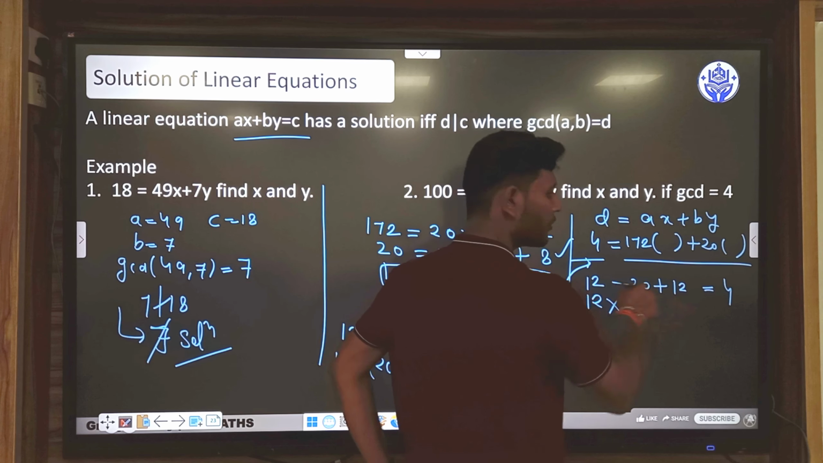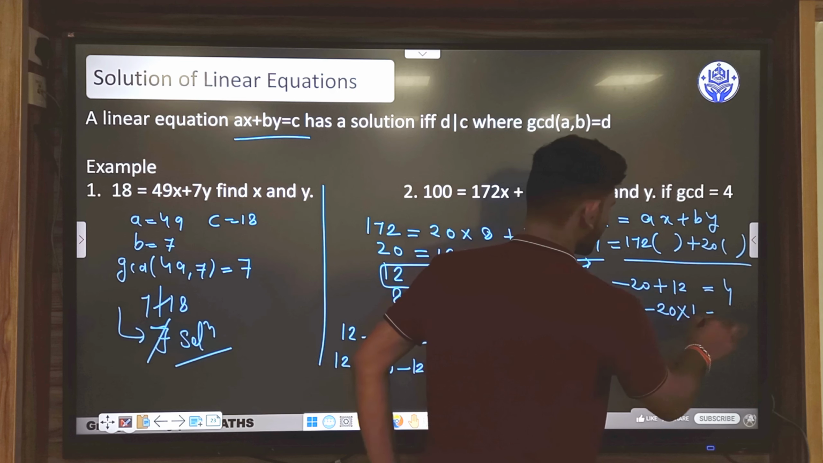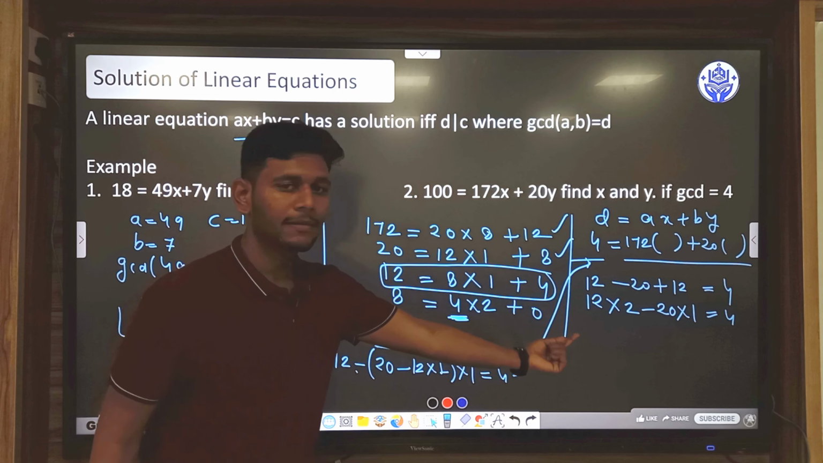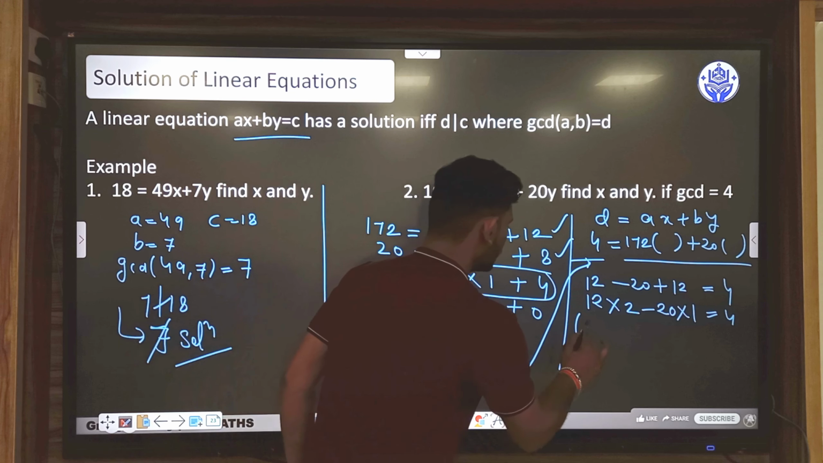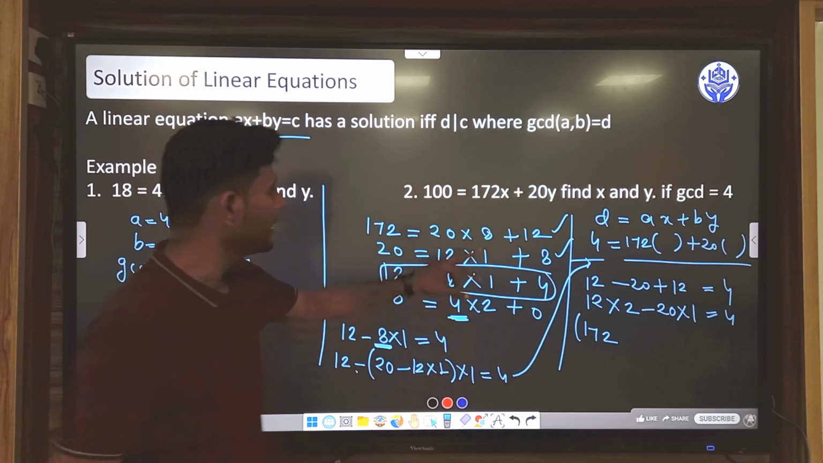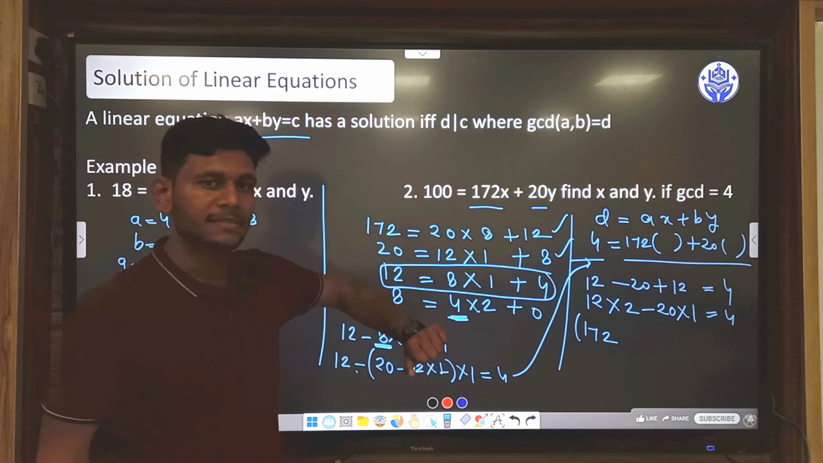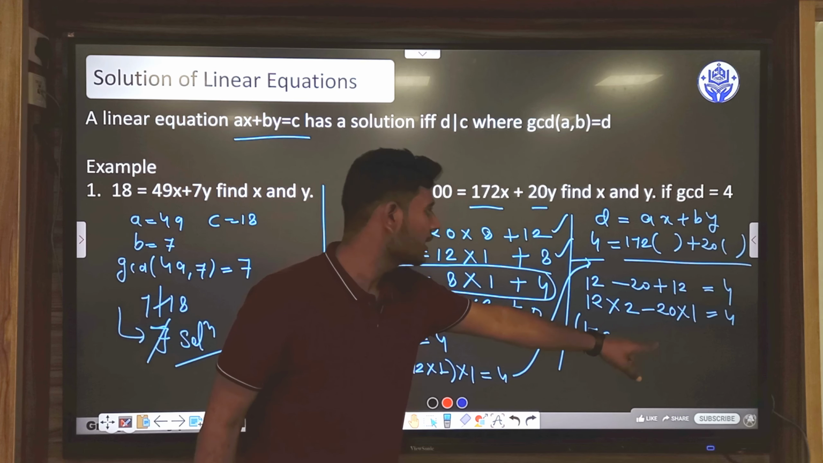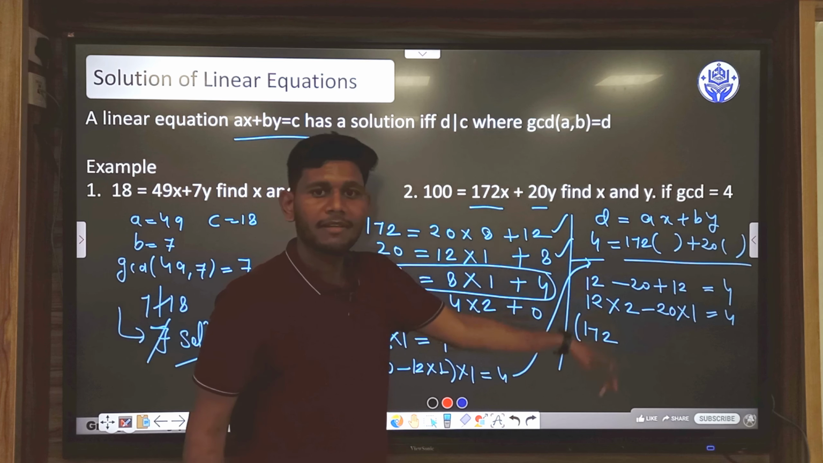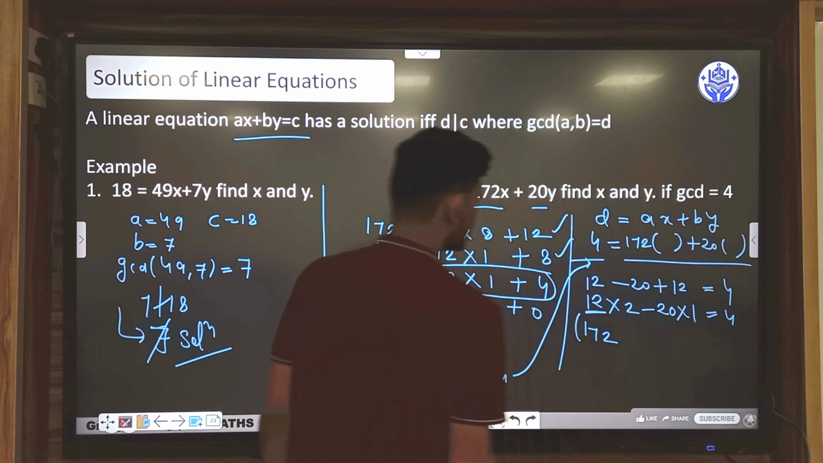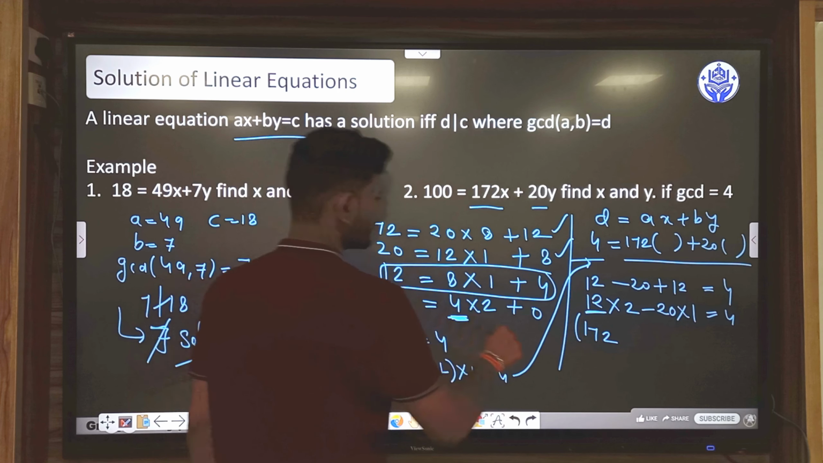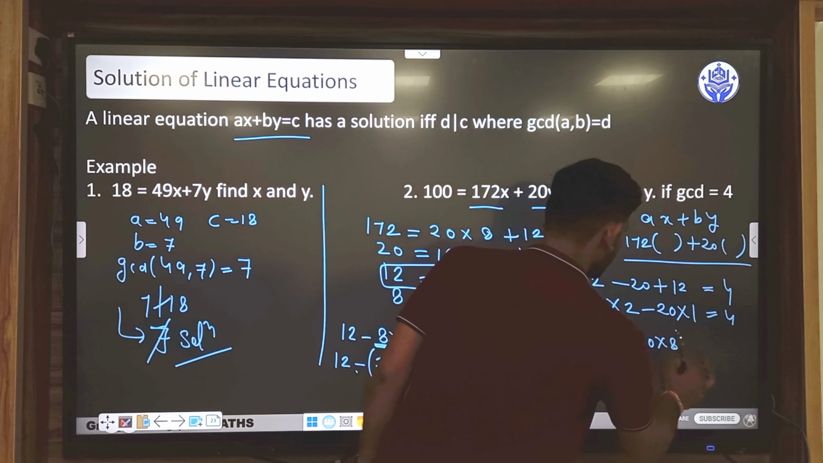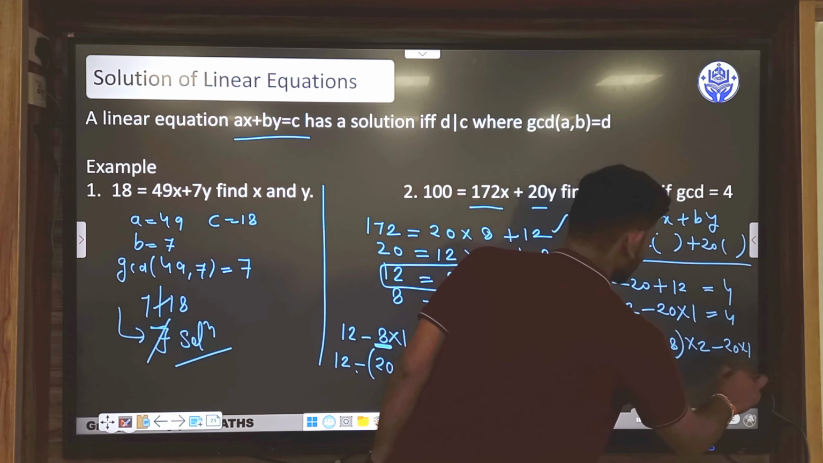So can I write like this? 12 into 2, like 24, minus 20 into 1 is equal to 4. Now can I use this equation? So instead of 12 I can just write 172, because I need this number and this number. See, I have come up with this number, that is 20, in my expression. But 172 is not there. I will just bring that 172 in the form of this 12. I will just replace this equation, that is 172 minus 20 into 8, into 2 minus 20 into 1 is equal to 4.